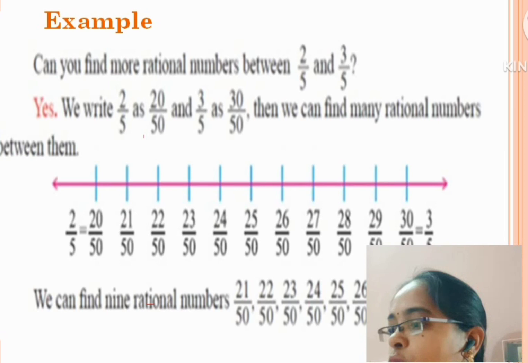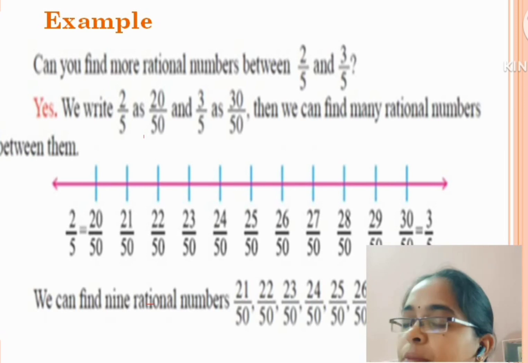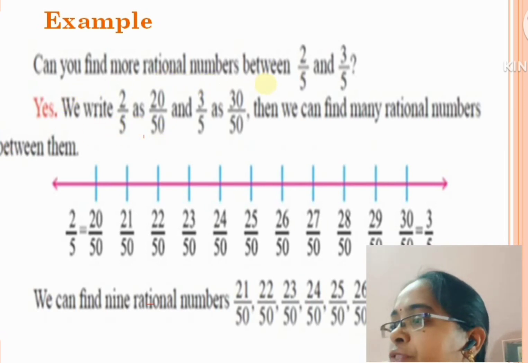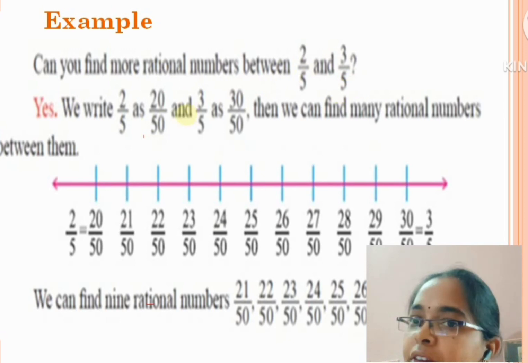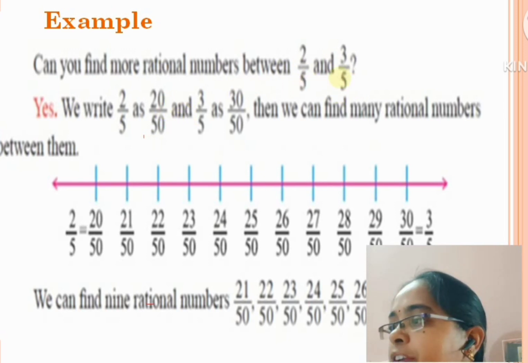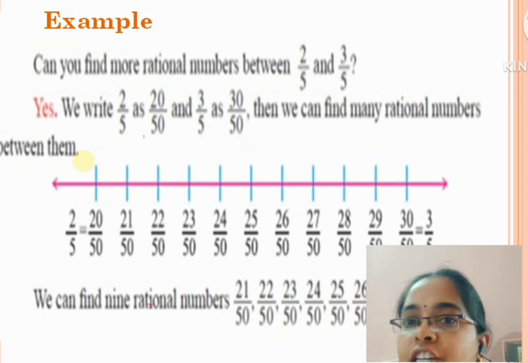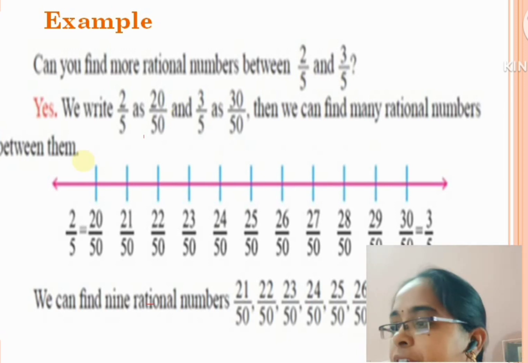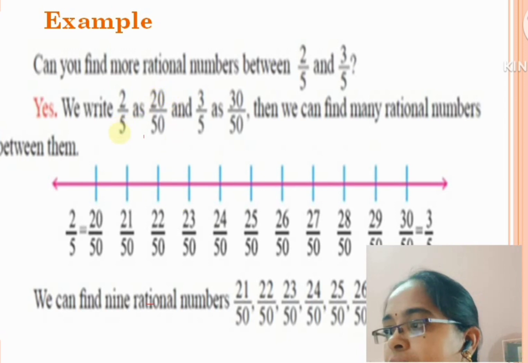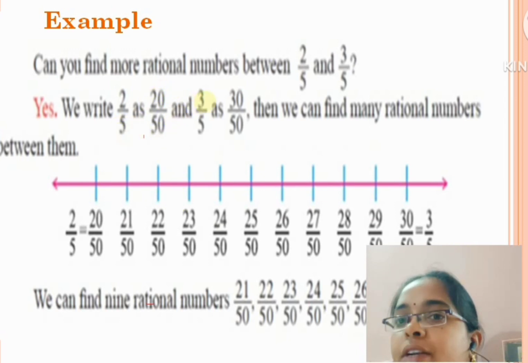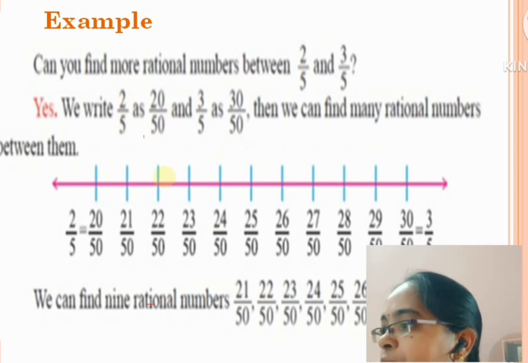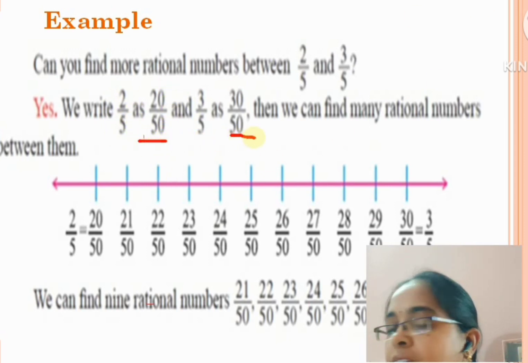See one example of how to represent numbers on a number line. Can you find rational numbers between 2 by 5 and 3 by 5? So in between 2 by 5 and 3 by 5, what are the rational numbers that we need to find? To find that, we need to convert 3 by 5 and 2 by 5 into their equivalent fractions. So 2 by 5 I am converting as 20 by 50 and 3 by 5 I am writing as 30 by 50. Their equivalent rational numbers I am taking.